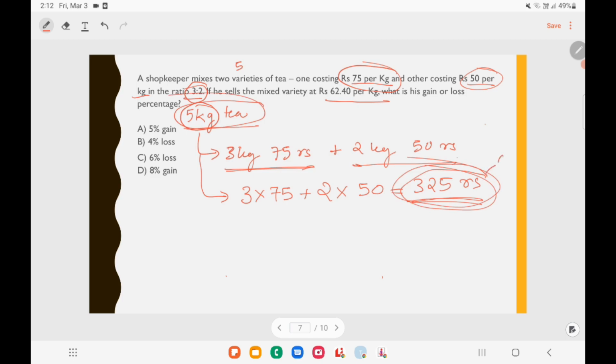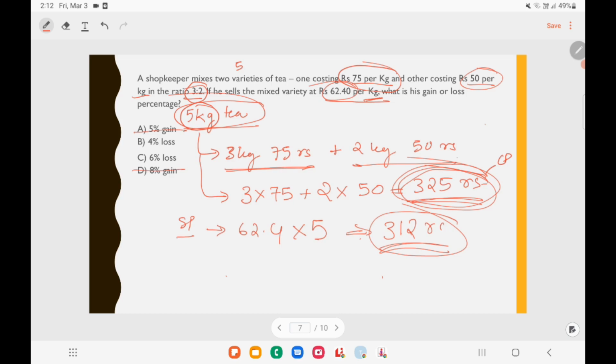So this will be his cost price. Now we need to find out the selling price. It's already given that per kilogram he is selling at 62.4. So selling price will be 62.4 into 5, because there is 5 kilogram. If you do this, you will get 312 rupees. So his cost price is 325 rupees and his selling price is 312 rupees. That means selling price is less than cost price. So he is making a loss. So we can eliminate options that say it's gain. So it's loss.